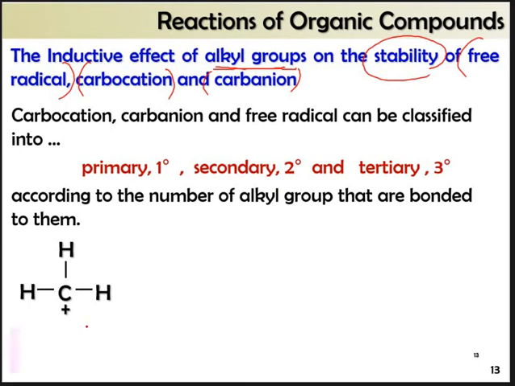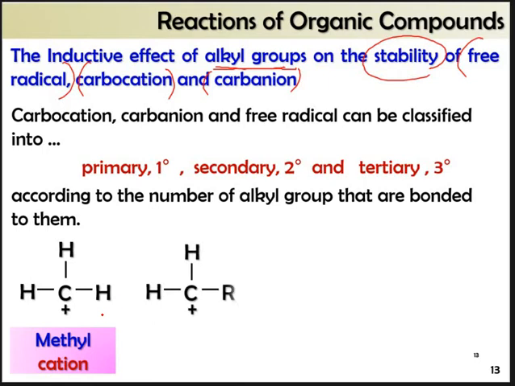Okay, it is methyl cation. And then we have one alkyl group. So this is an alkyl group, or carbon. Just one carbon atom here, one carbon attached directly to the carbocation. Okay, known as primary carbocation.